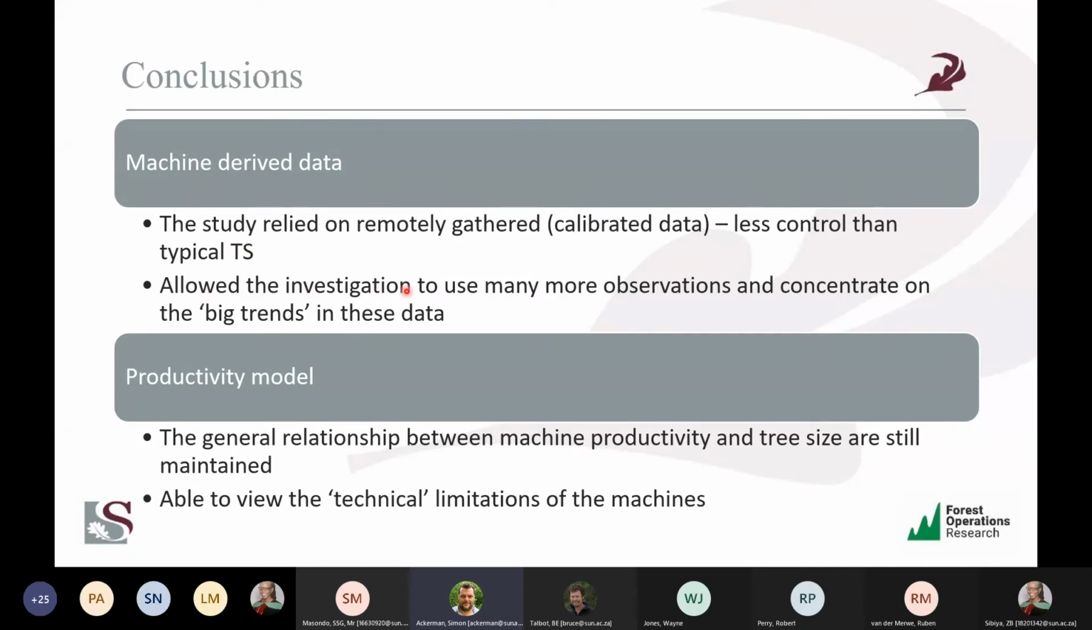However, this allowed the investigations to use many more observations and concentrate on the big trends in these data. You can see with 196, even with removing some of the data according to the anomalies, we were left with just over 150,000 records. So it's a lot of data, and the big trends are there. Looking at the model, the general relationship between productivity and tree size is still well maintained. But what's quite nice is that with these big data sets, you're able to view the technical limitations of the machines, in particular at the small and the larger scale of the trees that were harvested.